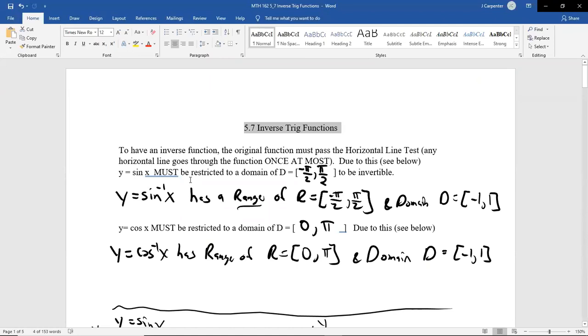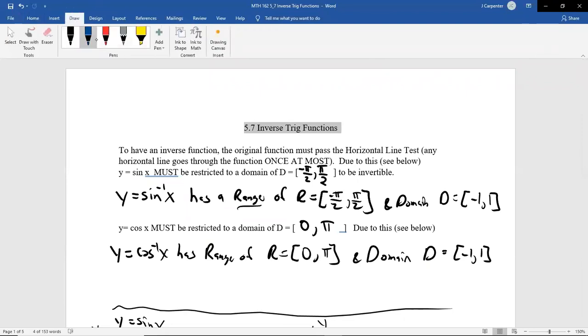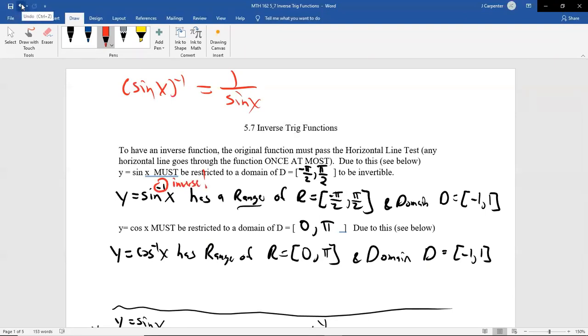I know it looks just like it would be 1 over sine x. 1 over sine x would look like this. It would have to have parentheses around the trig function and the -1 that way. With the -1 here, that is what denotes that it's an inverse function, not a reciprocal. So there's a giant distinction between those two things.